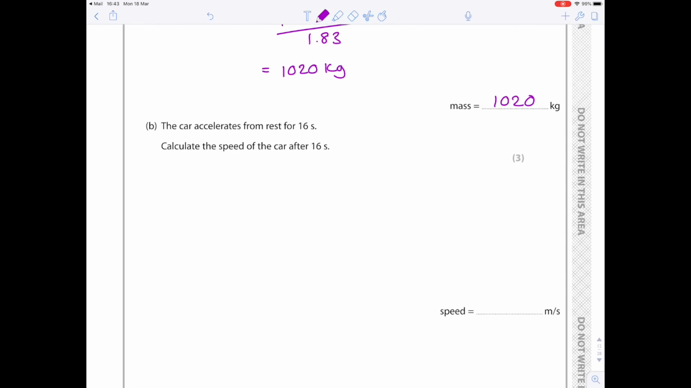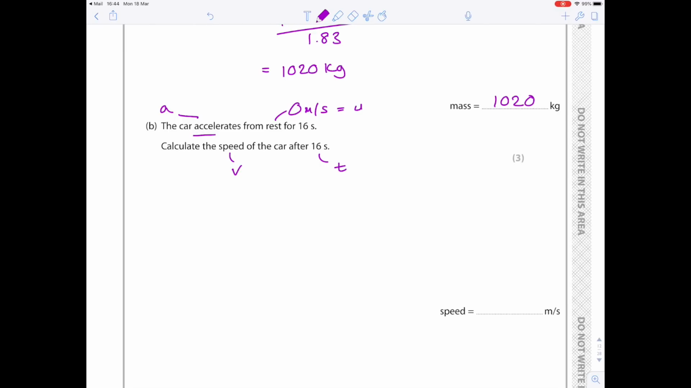The car accelerates from rest, so that's from 0 meters per second, for 16 seconds. Calculate the speed of the car after 16 seconds. So we know that the initial speed is 0 meters per second, so that's actually u. We're looking for the final speed, which we know we assign v. We've been given a time value, which is t. There's a mention of acceleration, which is a, and we know acceleration from the question above.